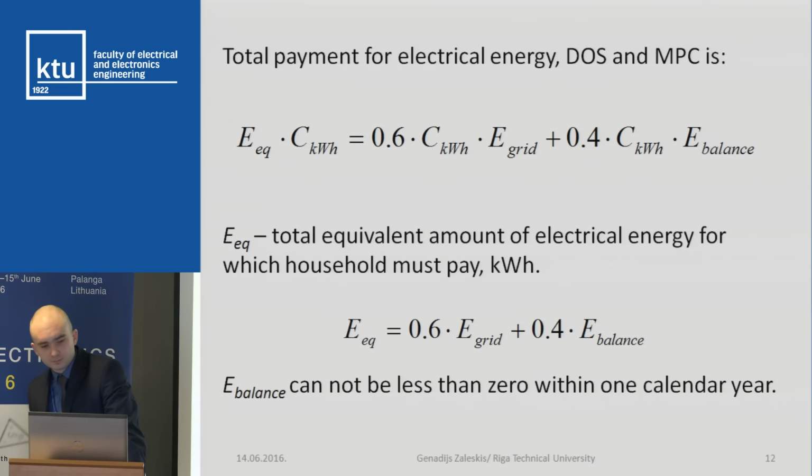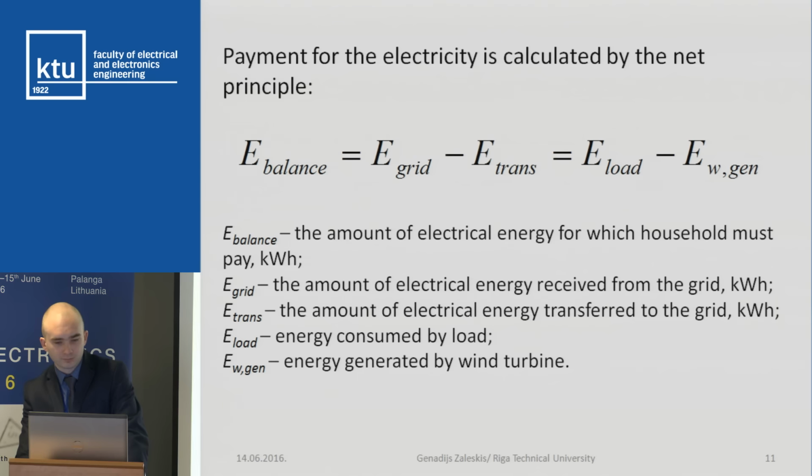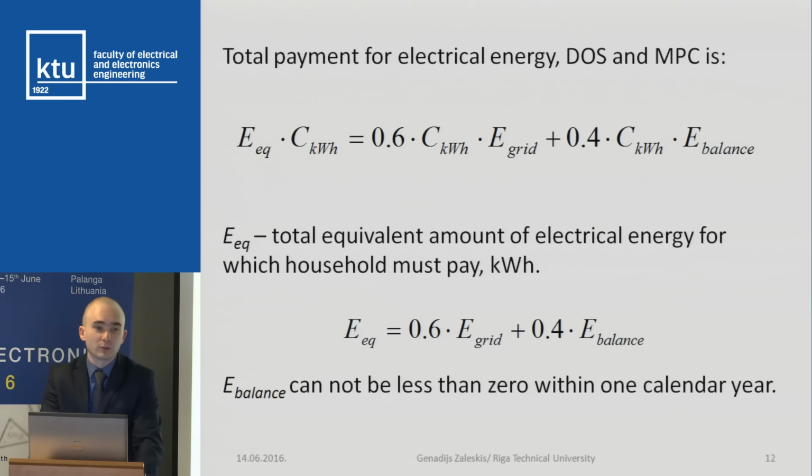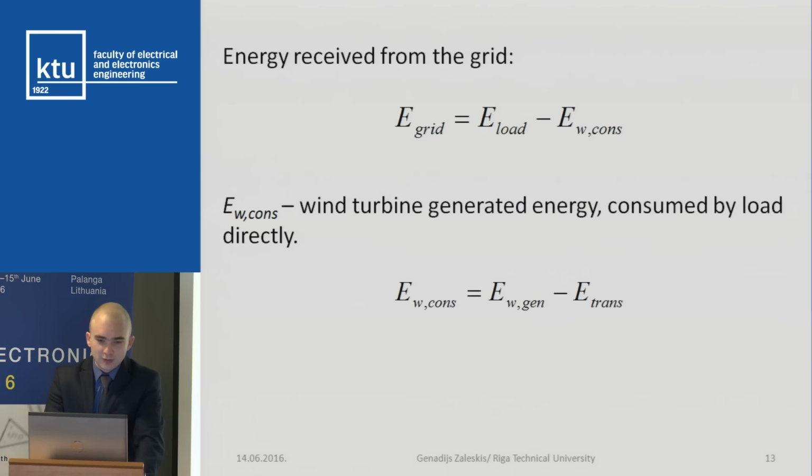And this E-balance, which is the amount of energy for which we must pay, cannot be less than zero within 1 calendar year. Energy received from the grid is E load minus E wind consumed. This is wind turbine generated energy consumed by the load directly without transferring to the grid.